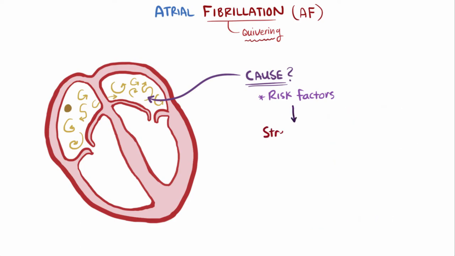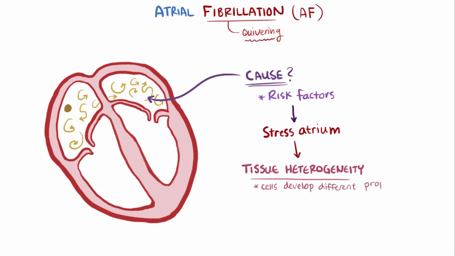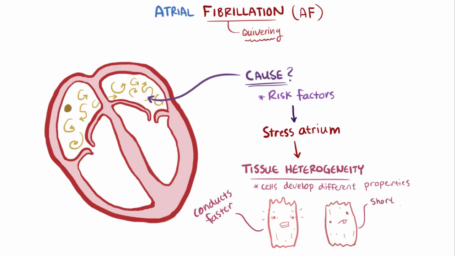These factors likely stress the cells in the atria, which can lead to tissue heterogeneity, which means that the cells start taking on different electrical properties. For example, this cell might start conducting signals faster than its neighbor, and that cell might develop a shorter refractory period, which is the time following a depolarization that they can't conduct another signal. These different tissue properties can ultimately cause the conduction in the atria to become unpredictable.